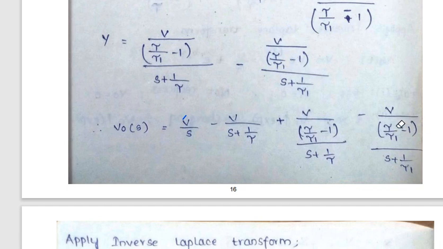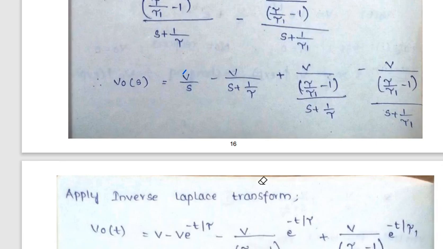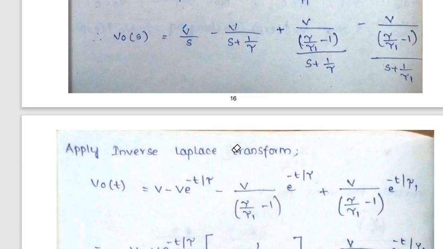So, we get these values A, B, C, D. Now, apply inverse Laplace transform to this equation. V minus V into e power minus t by tau. We already know that the inverse Laplace transform of V into 1 by S is V, and the inverse Laplace transform of 1 by S plus 1 by tau is e power minus t by tau.